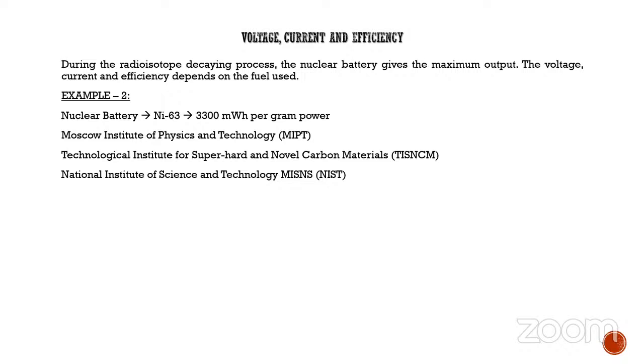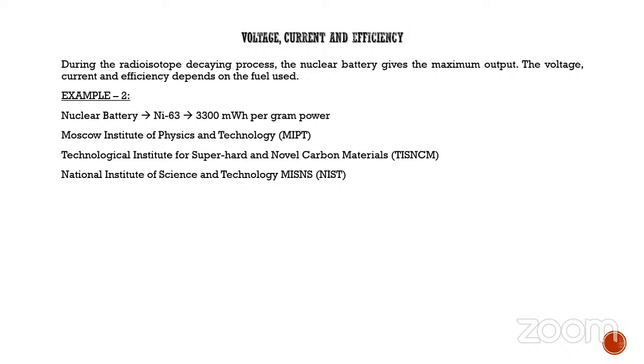During the process, the battery gives out its maximum output. It will be delivering the same constant output throughout its lifetime. It's not like after a certain period of time it will stop delivering that output and we have low power, low output. It's not like that. It will deliver the same amount of power for years and years.